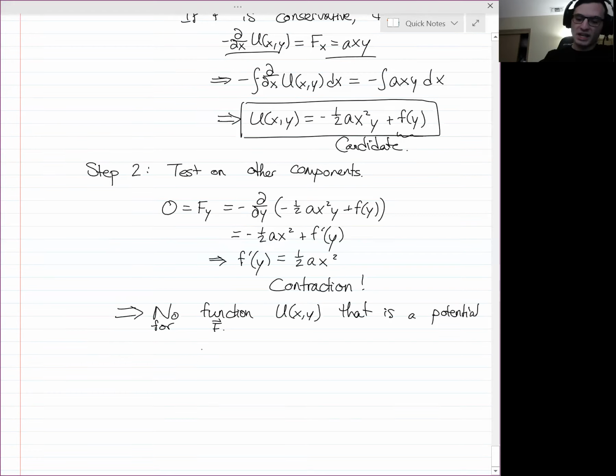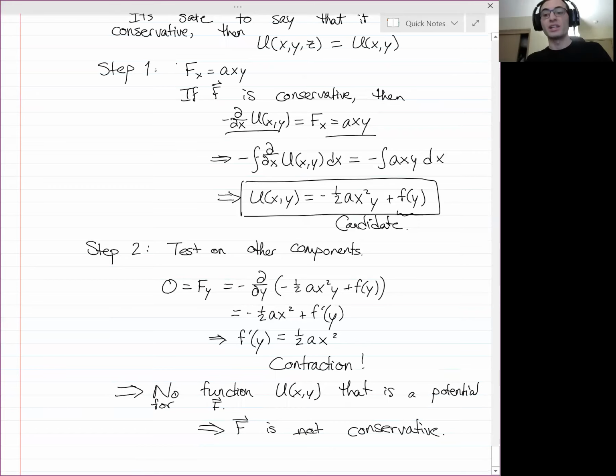So what does that mean? It means that f is not conservative. So the trick is that if you want to show something's not conservative, you first suppose that it is. Suppose it is conservative. If it is conservative, what would the potential energy function look like? And then you go through the motions. You maybe do an integral, and then you take other derivatives, and then you show that you made a wrong assumption somewhere.